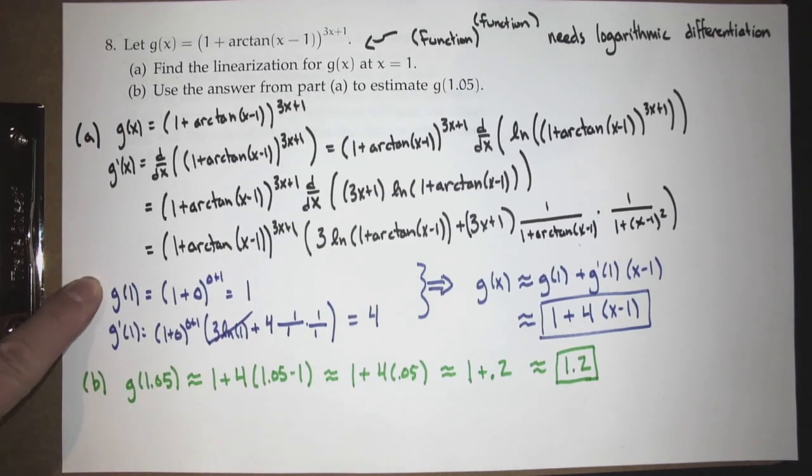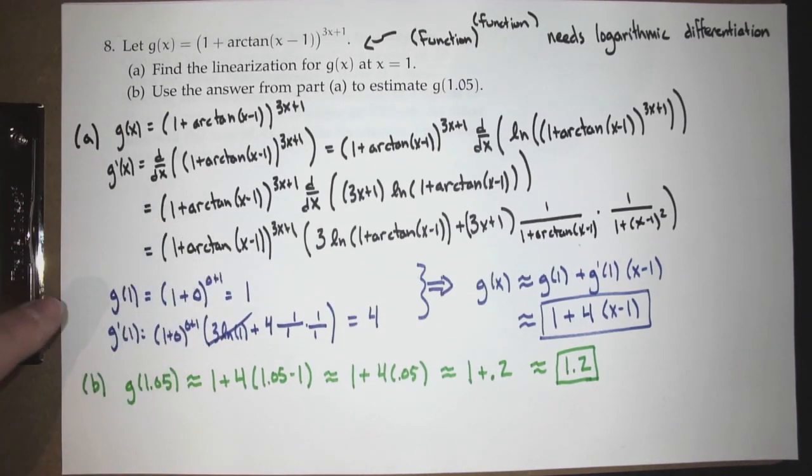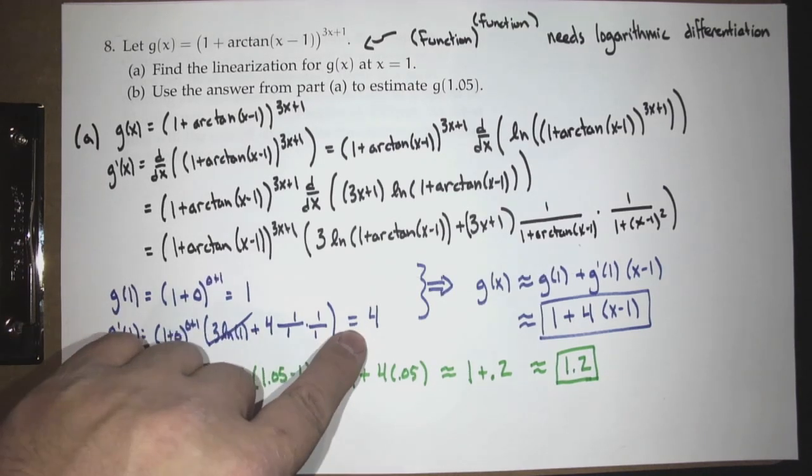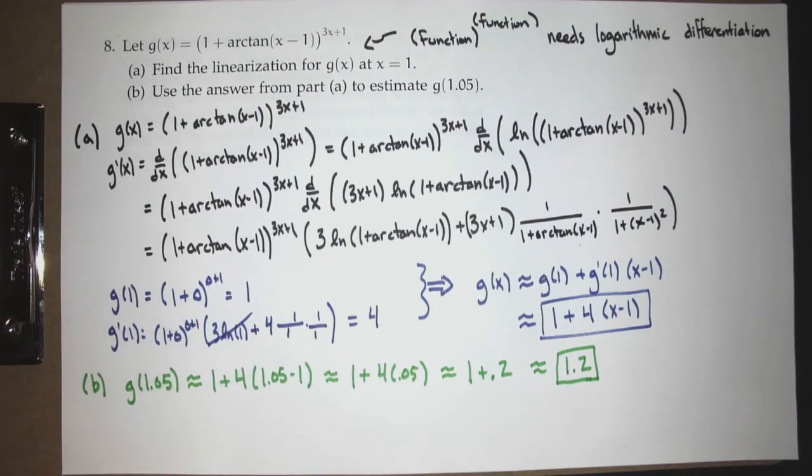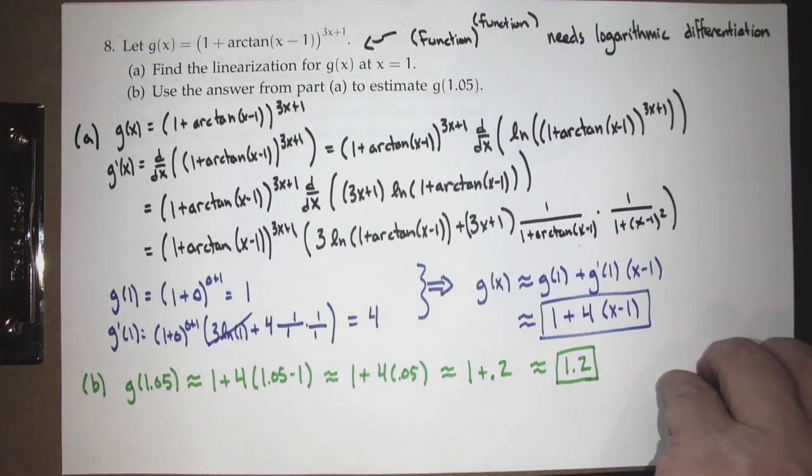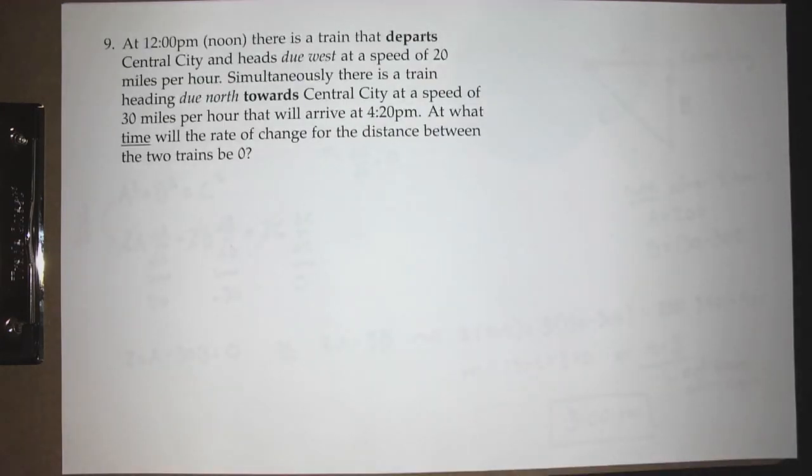You get that the value of your function is 1. The value of your derivative is 4. So your line looks like 1 plus 4 times x minus 1. So this is the answer for A. Then you plug in for B. Plug in 1.05. It becomes 1 plus 4 times 0.05, so you get 1.2. All right. I want to get to our word problems, because these are the ones that people love.